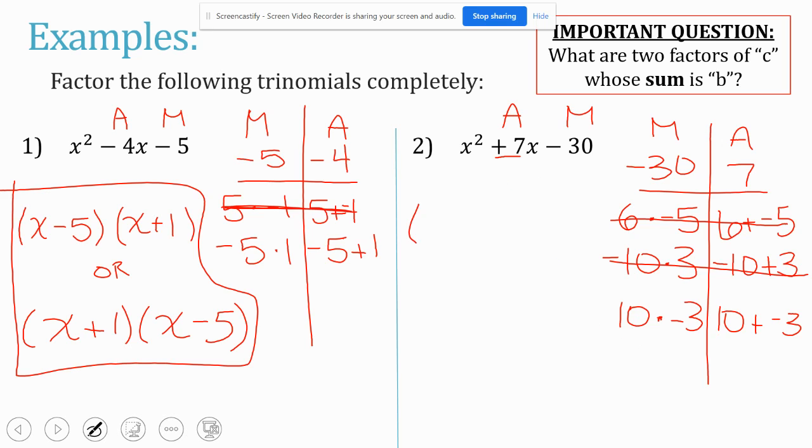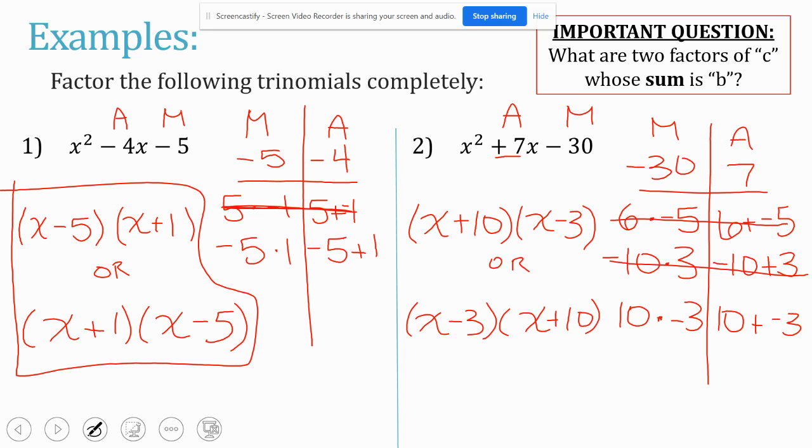So let's create our set of parentheses, x plus 10, and then x minus 3. You can write it like that, or you can switch it around, x minus 3, x plus 10. As long as you don't change the signs or anything, either one will work.